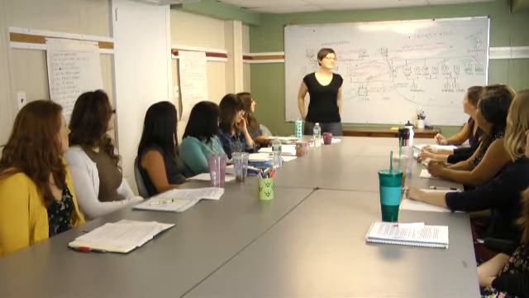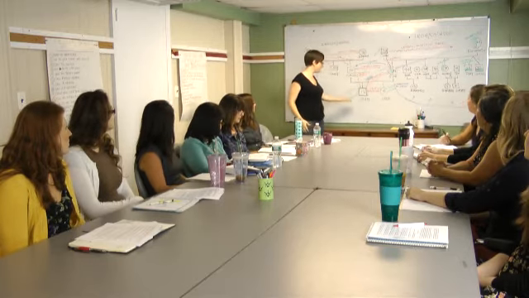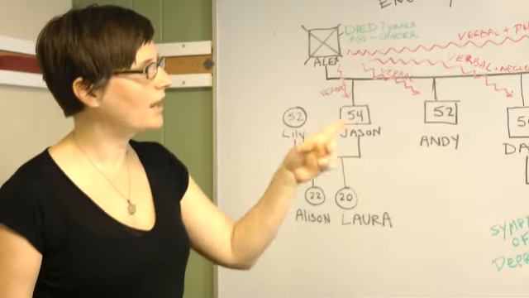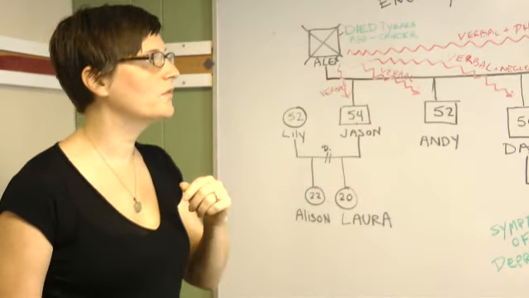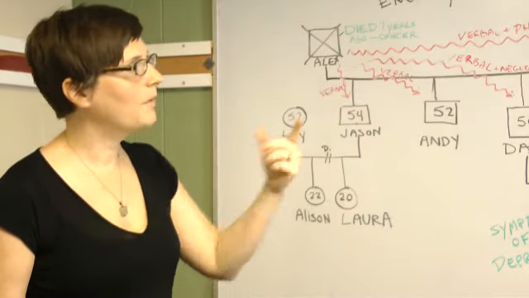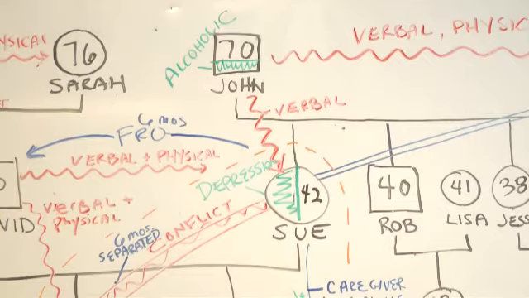I'm going to present today on John and his family. Starting with his grandparents, John and Elizabeth, there was verbal and physical abuse going on between them. Mom was dealing with depression, suicidal ideation, as well as some attempts of suicide.